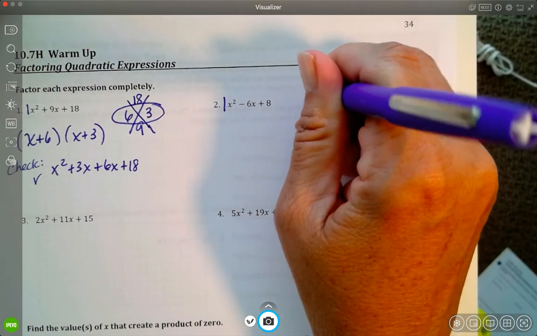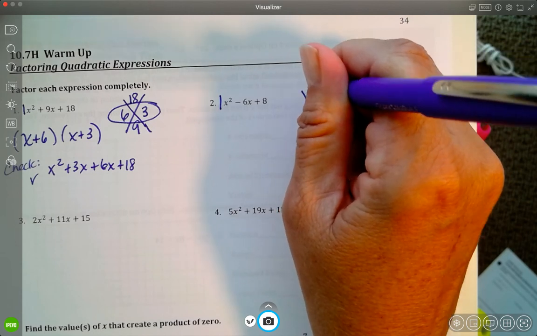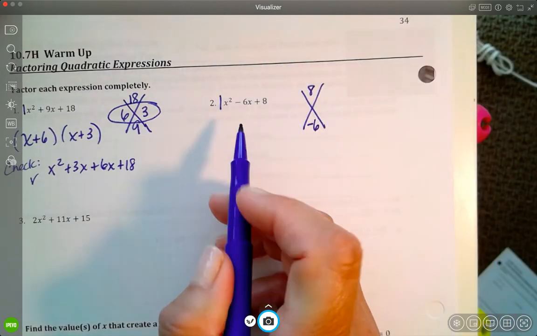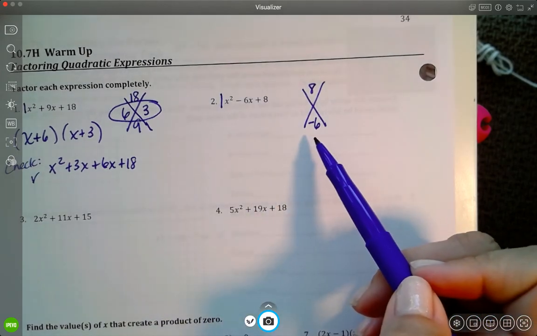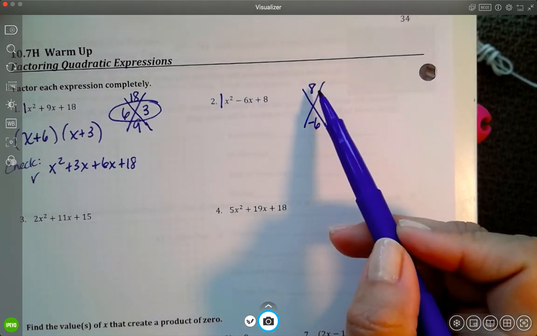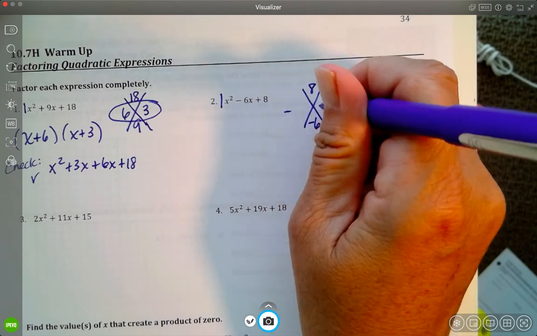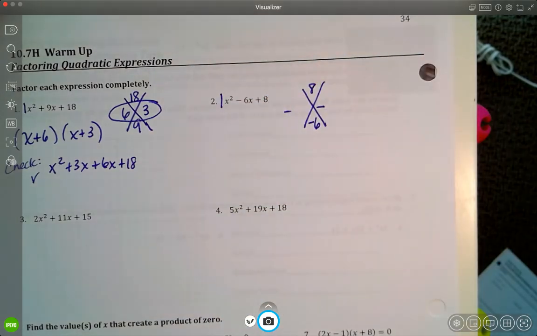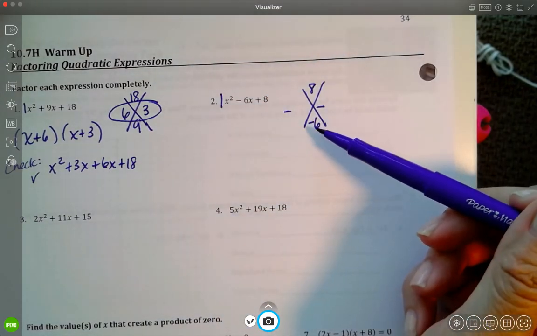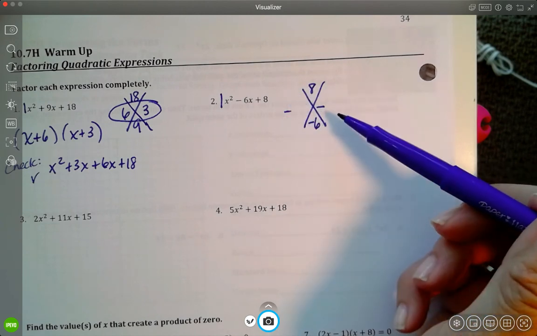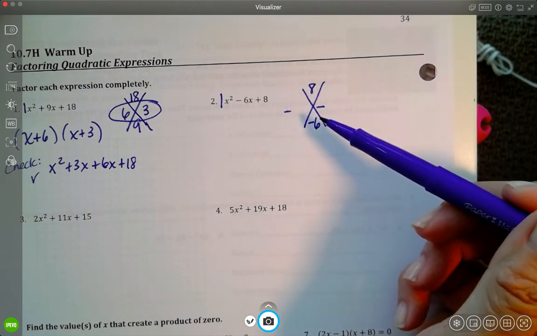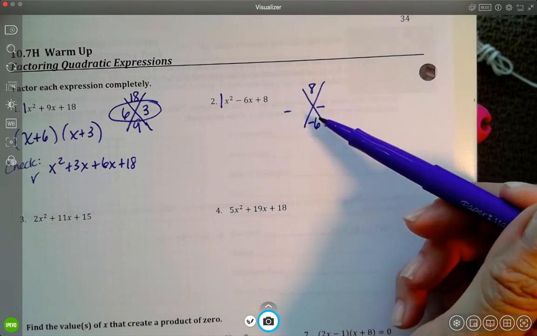Okay, so over here, again, A is 1, so I'm just going to figure out numbers that multiply to 8 and add to negative 6. Make sure you have that sign in there, negative 6. If this number is negative and the other is positive, I know that both of my numbers have to be negative, because the only way I'm going to add to a negative number and multiply to a positive number is if both of these numbers are negative. So I need to think of numbers that multiply to 8 and add to 6. So that would be negative 4, negative 2.